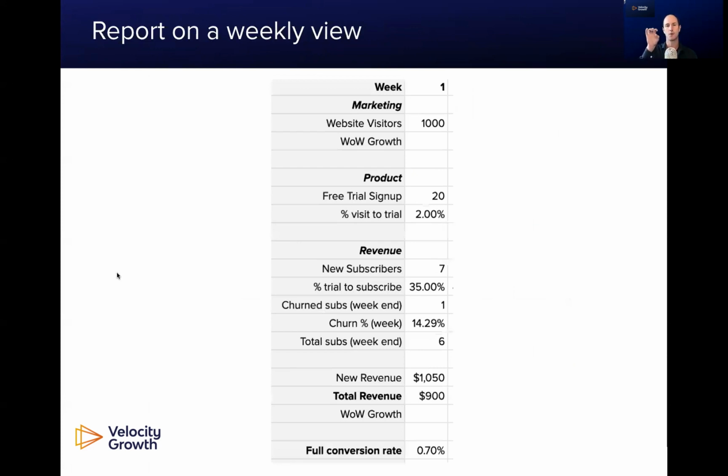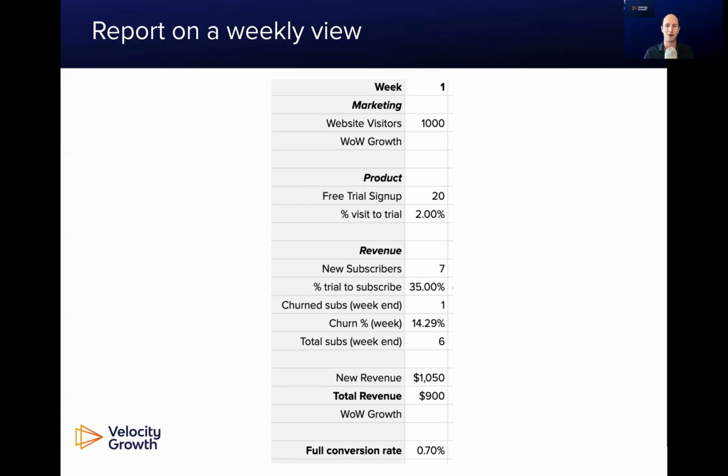But if you look at reporting on a weekly basis, in ritualized reporting on a weekly basis, you'll come up with kind of verticalized views of weeks that look something like this. So in week 1, I got X number of website visitors. I got Y number of trials. There's a certain percent of visit to trial that I can start to anticipate. I got 7 new subscribers, 35% trial to subscribe rate. I churned 1 user. That means my weekly churn was 14%. And I have 6 subscribers by the end of that week.